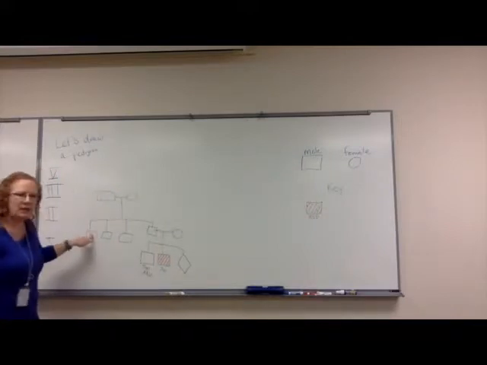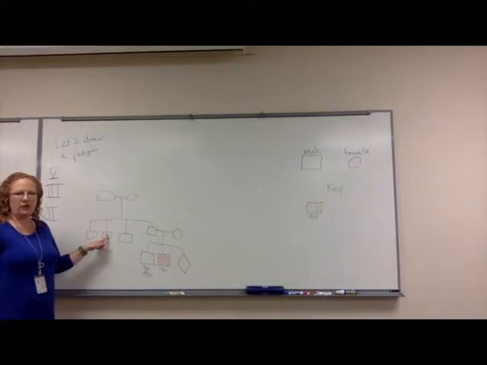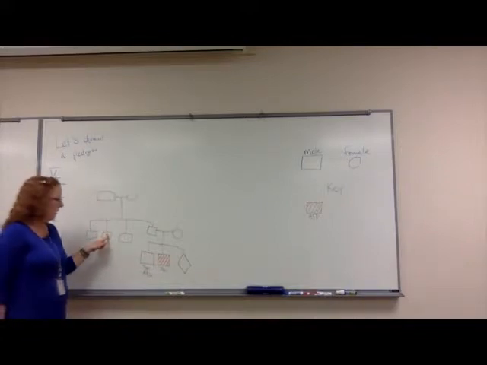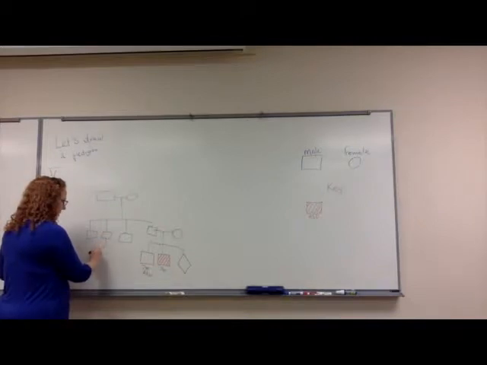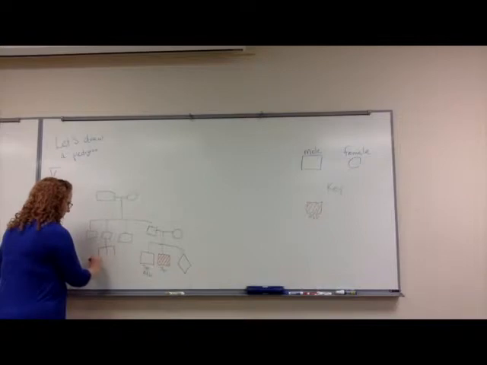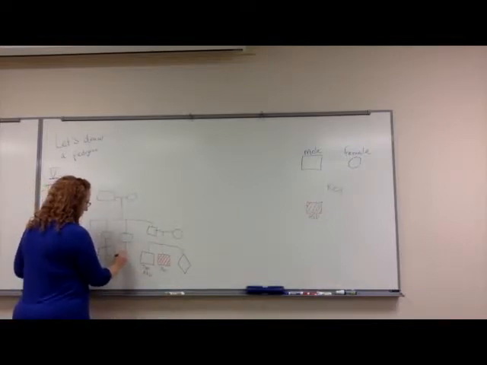So the oldest son here had no offspring, so I'm not going to add anybody in for him. The second oldest child here had 3 offspring. So I'm going to put down here 3 different children. So they had a girl and then 2 boys. And then the third son had 1 child, and that was a daughter.